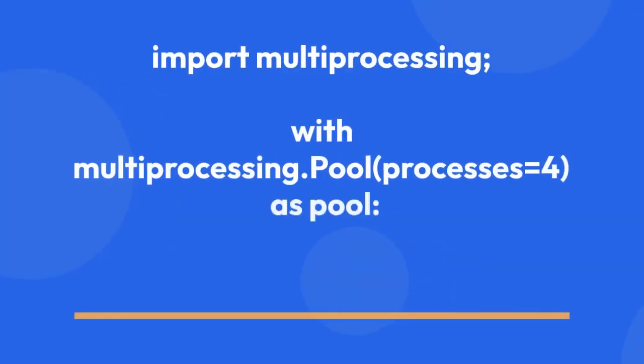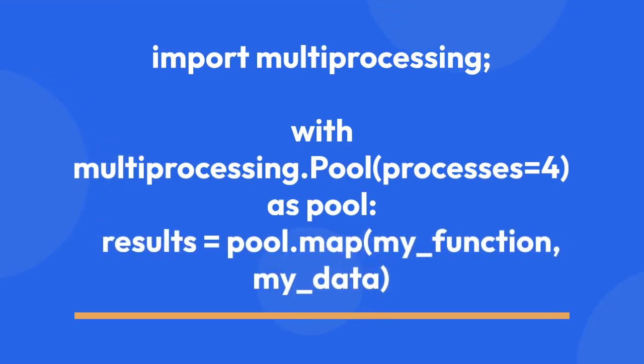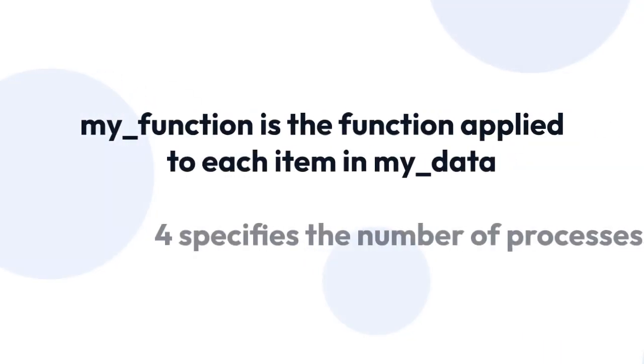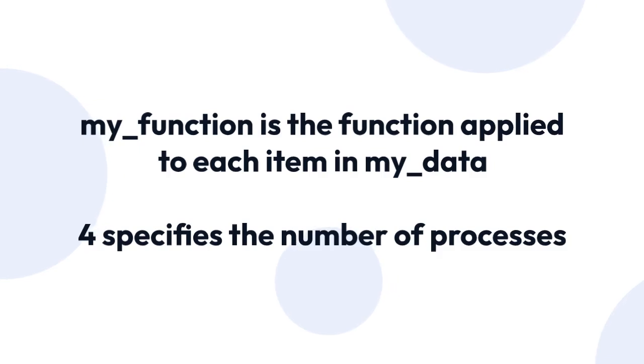Example: import multiprocessing, with multiprocessing.Pool(processes=4) as pool: results = pool.map(my_function, my_data). Here, my_function is the function applied to each item in my_data, and 4 specifies the number of processes. Adjust this based on your CPU cores.